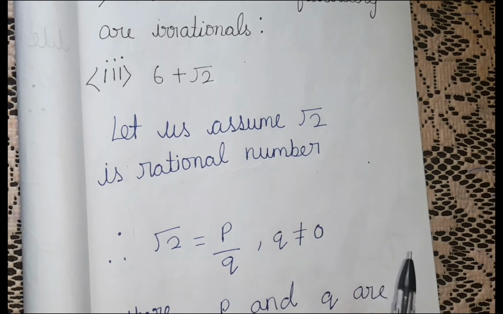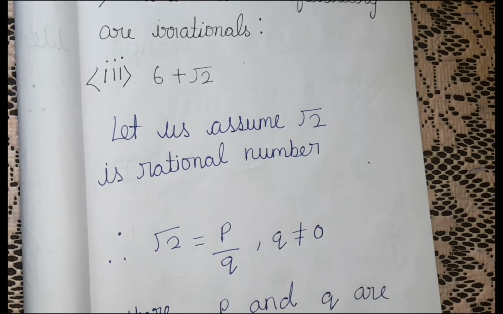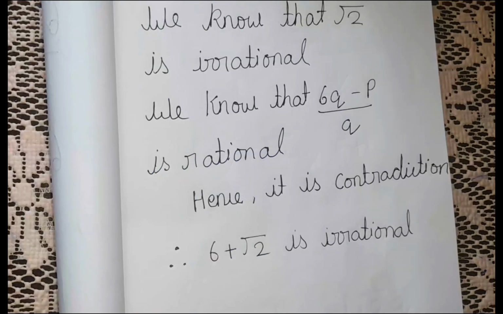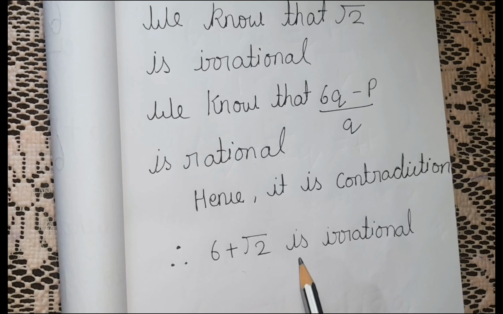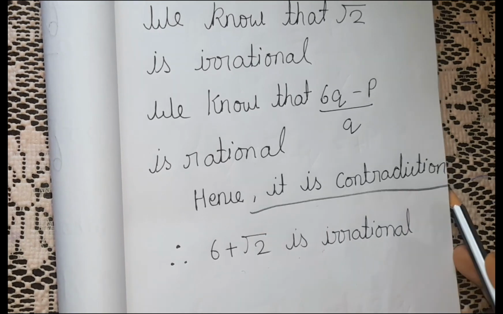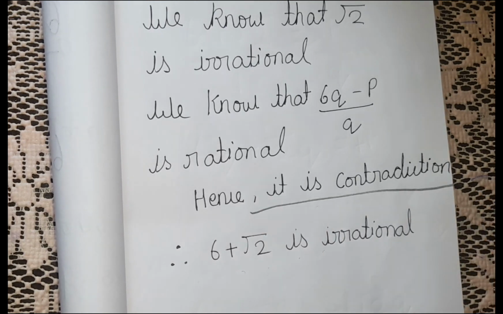So we wrote, due to contradiction, 6 plus root 2 is irrational. Here, 6 plus root 2 is irrational because of the contradiction. I hope you understood what a contradiction is. Don't get confused in this, because this is a simple one. Finally we solved this. This was pretty big, because we should solve the root 2 as well. So after solving it, finally we got this answer and we solved it.